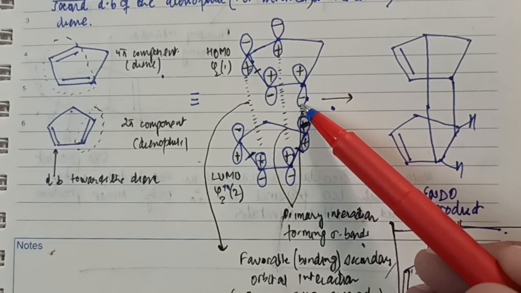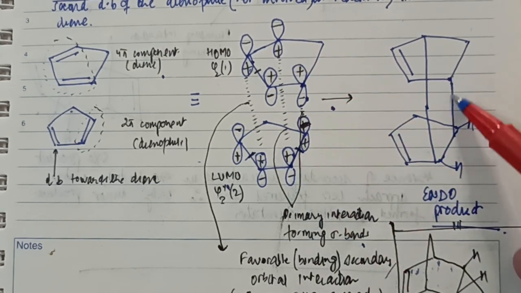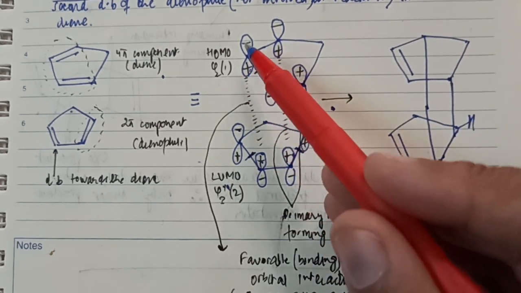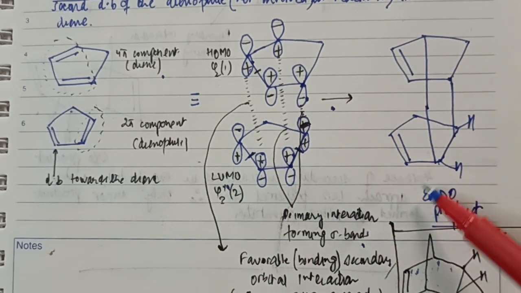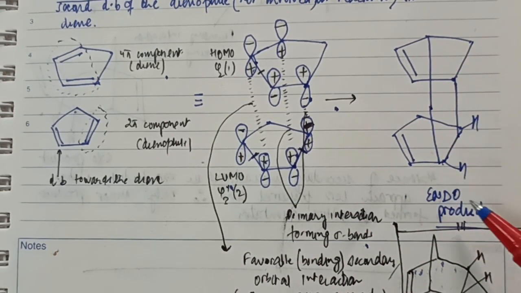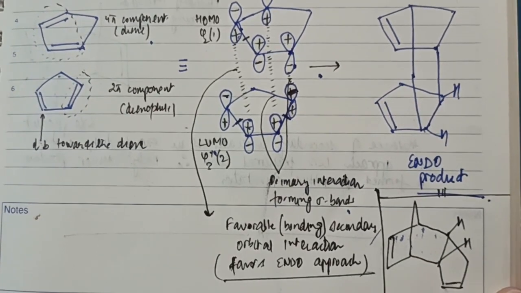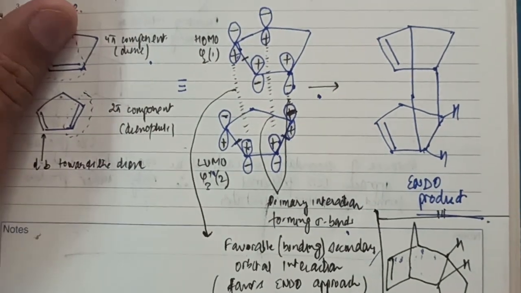So what will happen? There will be a bond formation between this and this and this and this. This is how we depicted the bond formation. These two will form a pi bond. This pi bond is already there. So this is my exo approach. I'm sorry, this is my endo product. If I have to write the endo product in this fashion, let's pick this flap up.